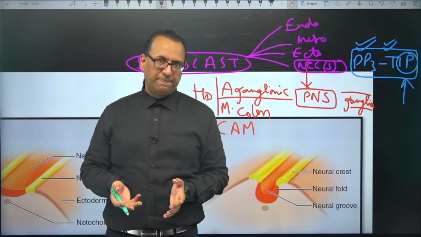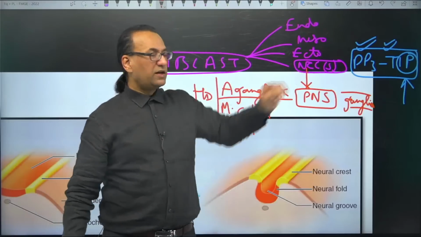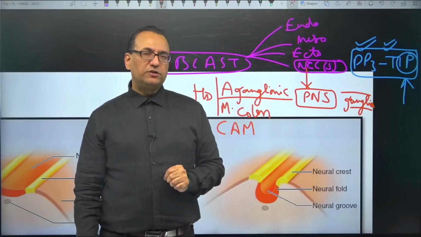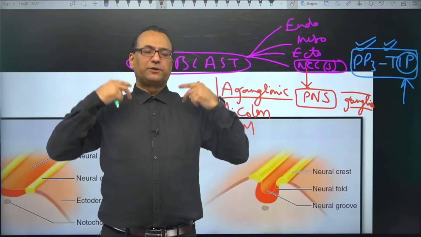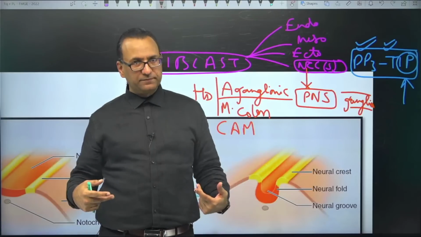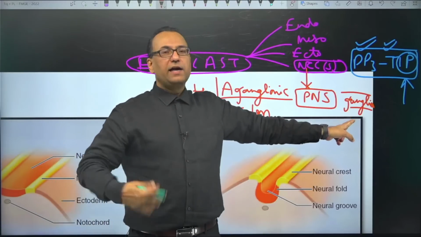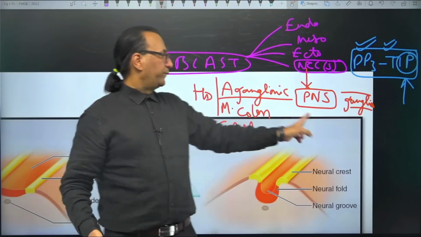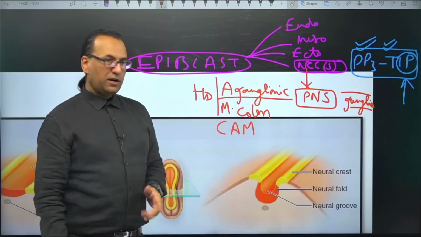It is again a problem of neural crest cell migration. They have to go to various places and form ganglia. If they don't form ganglia, there is an aganglionic problem of motility, and that is Hirschsprung disease.